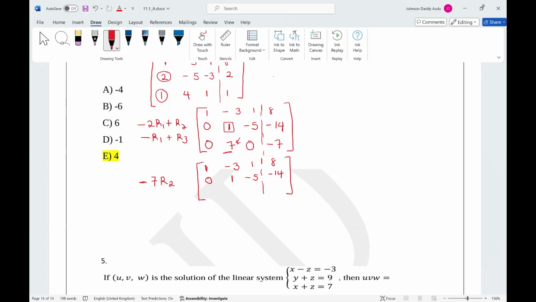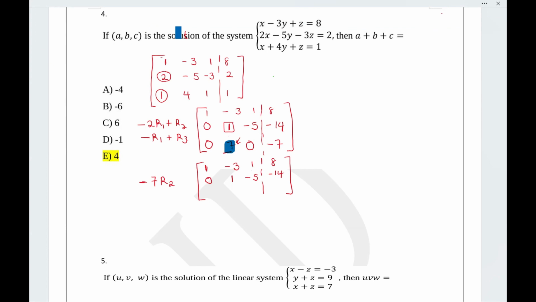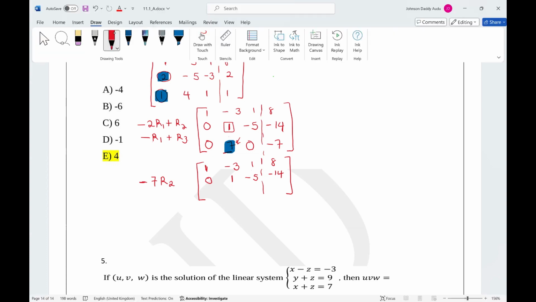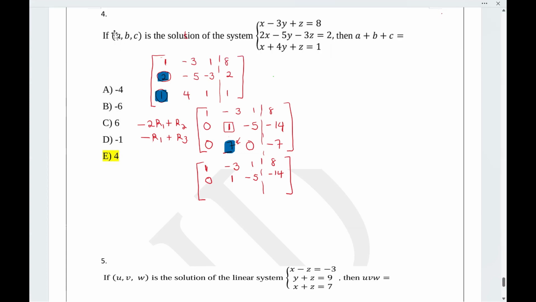So let's put this guy to 0. Now, to do that, remember, it appeared in which column? It appeared in row 3, row 3 and column 2. So let's write it here. It's going to be -7 R2 plus what? R3. This will be 0.